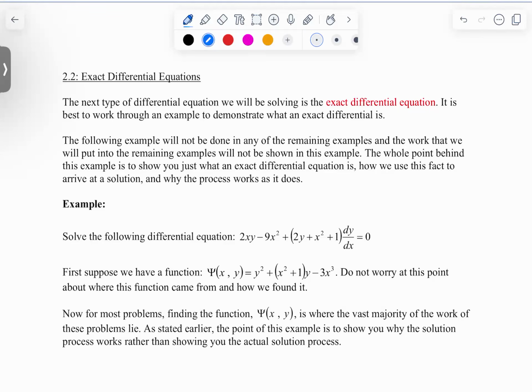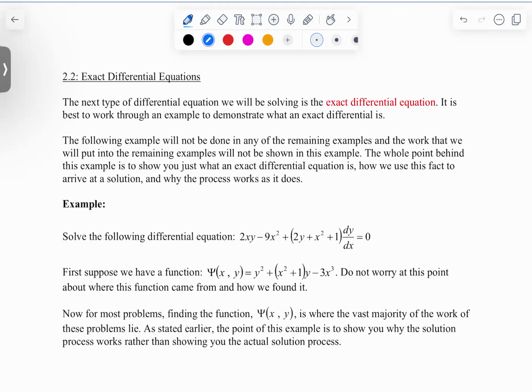Exact differential equations. This is essentially the same process as potential functions, if you recall. We're going to go through it. So I want to solve this differential equation.